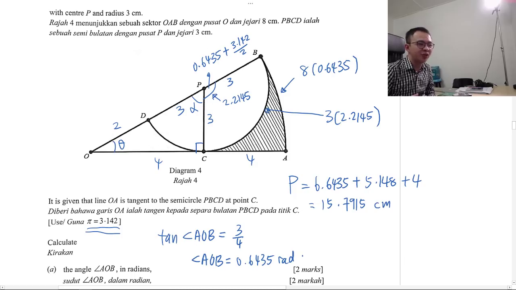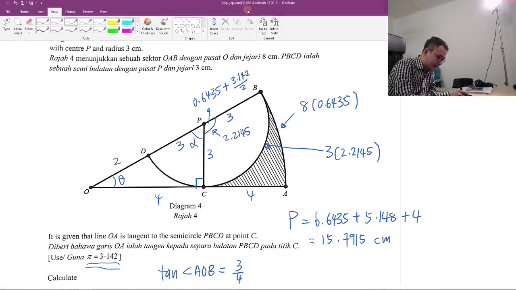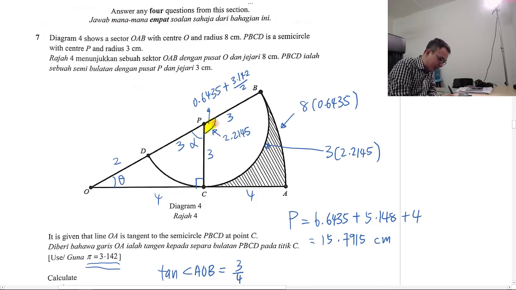Wait, so what about the 3.142 divided by 2? Okay, because to get this angle, it's 90 degrees plus this angle, isn't it? So what do we call 90 degrees in radian? 90 degrees is pi over 2, because pi equals 180 degrees. Pi is 3.142, so 3.142 divided by 2 is represented by the pi here. And 0.6435 is just the theta. So this is how I get the angle.